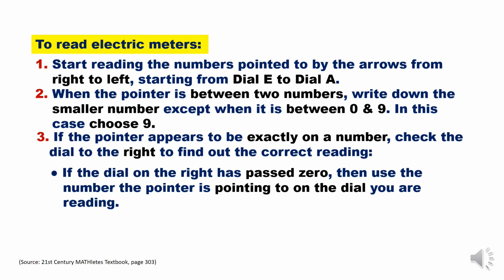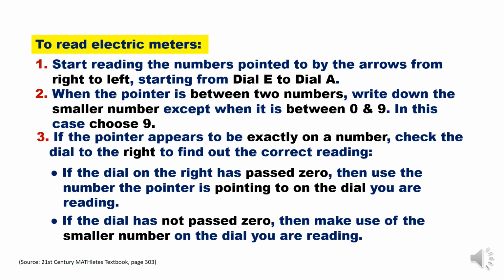If the dial on the right has passed 0, then use the number the pointer is pointing to on the dial you are reading. If the dial has not passed 0, then make use of the smaller number on the dial you are reading.